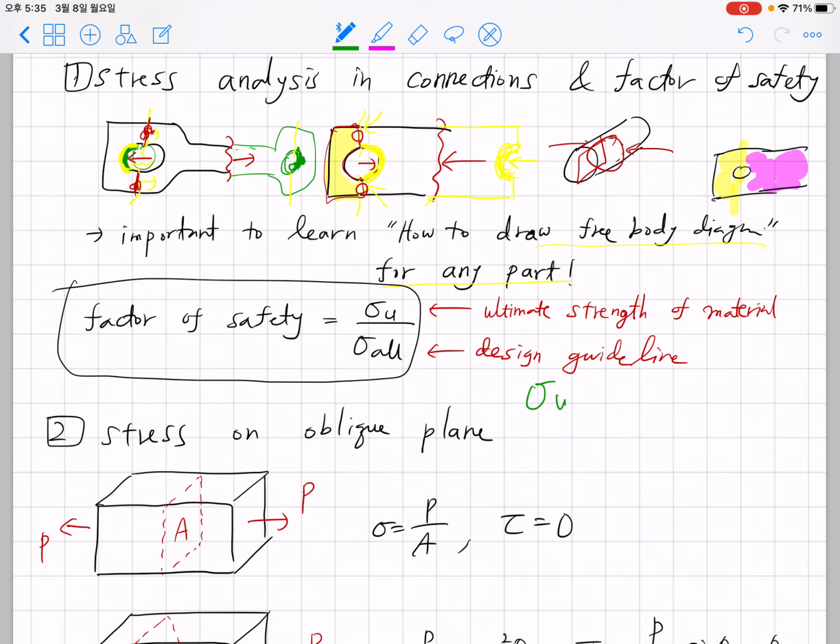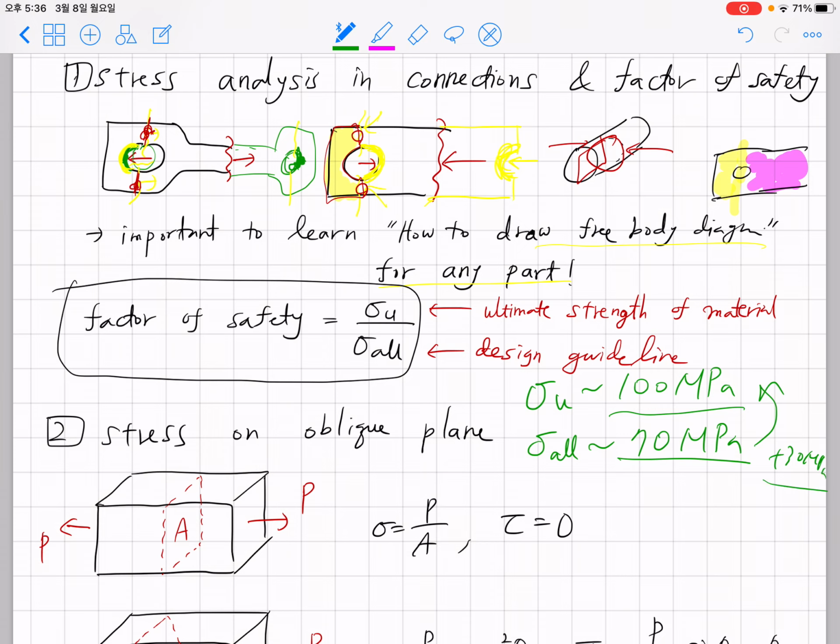So even though the material's ultimate strength is, for example, 100 megapascal, if you design your structure with maximum stress of 100 megapascal, you don't have any buffer, right? Because there can be dynamic loading, there can be mistakes in designs, there can be mistakes in material manufacturing. However, even though the material ultimate strength is 100 megapascal, if you set your allowable stress in your design as 70 megapascal, you have plus 30 megapascal of some sort of a buffer, right?